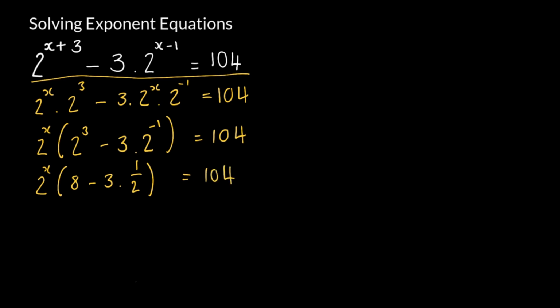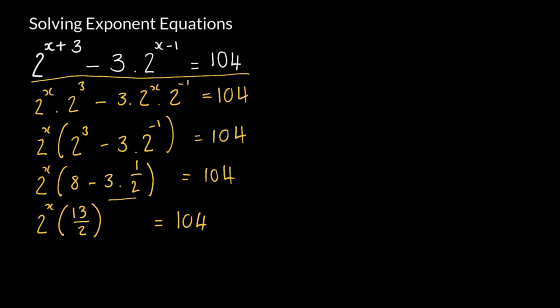Now we can clean it up. This part here is 3 over 2. 8 minus 3 over 2 is the same thing as 16 over 2 minus 3 over 2. That's going to give us 13 over 2. So we're going to have 2 to the power x multiplied by 13 over 2, and that's going to equal 104.